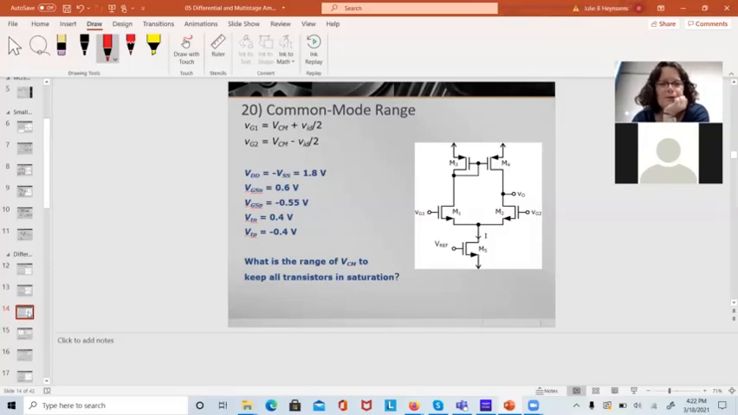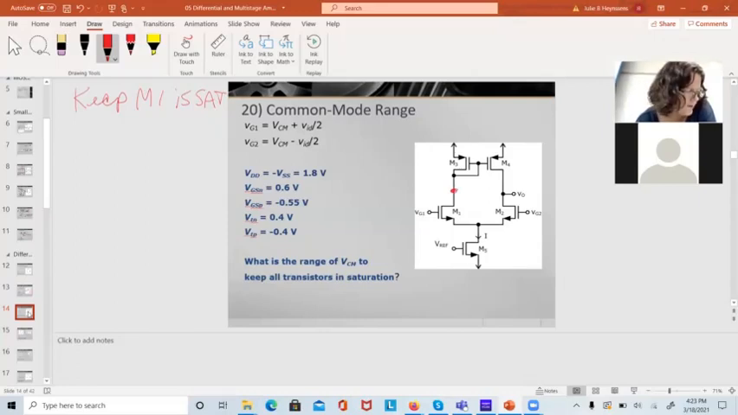Now for the common mode range, we want to figure out what is the range of V common mode to keep all the transistors in saturation. We have to keep them all in saturation. Now we're going to look at M1 first. So we want to keep M1 in saturation. And I have to do this slowly or I'm going to screw it up. We have to concern ourselves with the drain voltage.